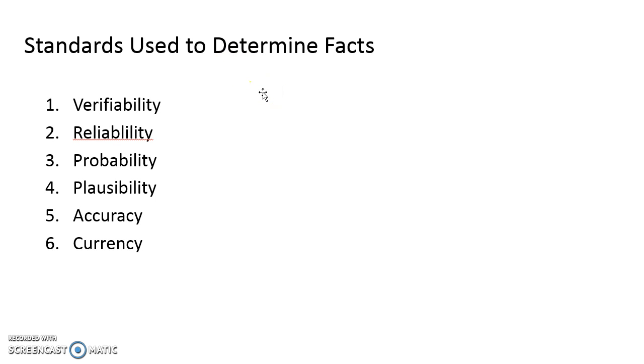There are 6 standards we use to determine if something is a fact or not, and we're going to talk about these 6. The first one is verifiability. Verifiability means that data can be confirmed by more than one source.